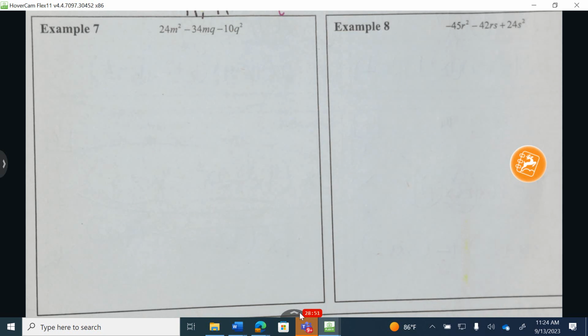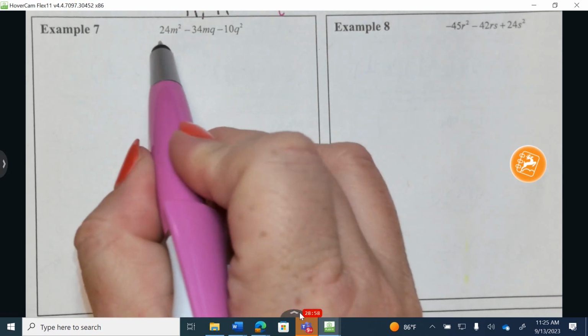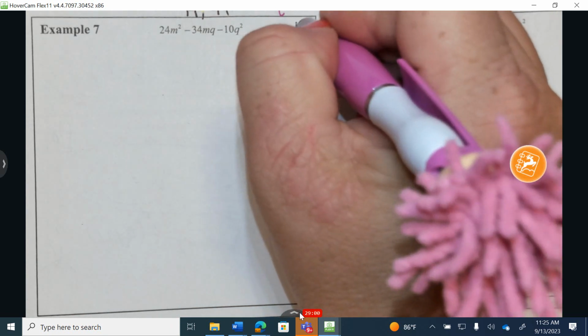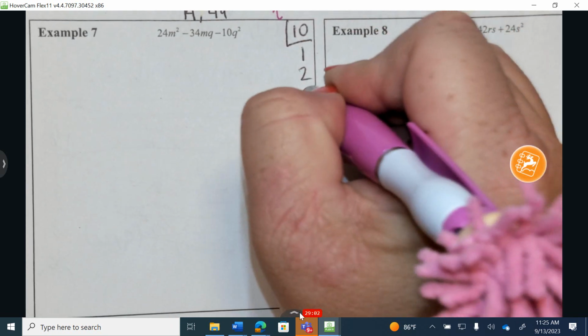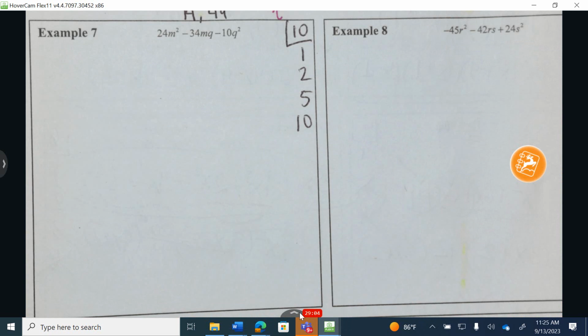All right, here we go. So I heard Nick up front say it correctly. He said, find the smallest number. We don't care if it's positive or negative. What is the smallest number? So write down 10. 1, 2, 5, and 10.